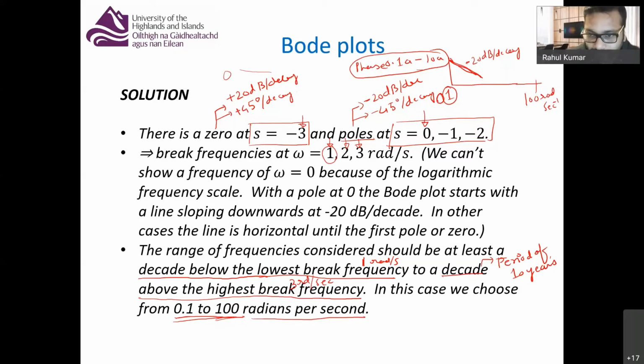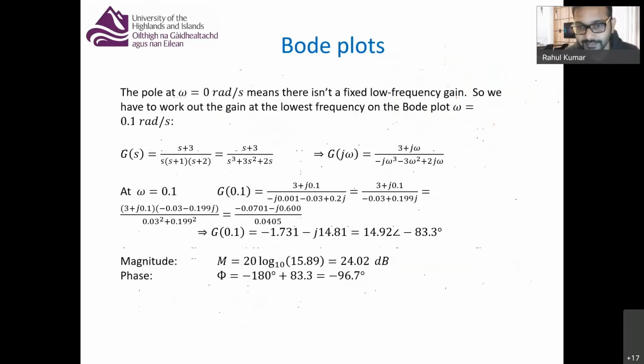So we have decided the range, we have found the poles and zeros, and we know where we will have the break frequencies. Now we are sorted on the x-axis. We know the range, but what about the y-axis? From which point should we start? Should we start from here or below that? We don't know, right? So we have to find the starting point along the y-axis on the magnitude and the phase plot.